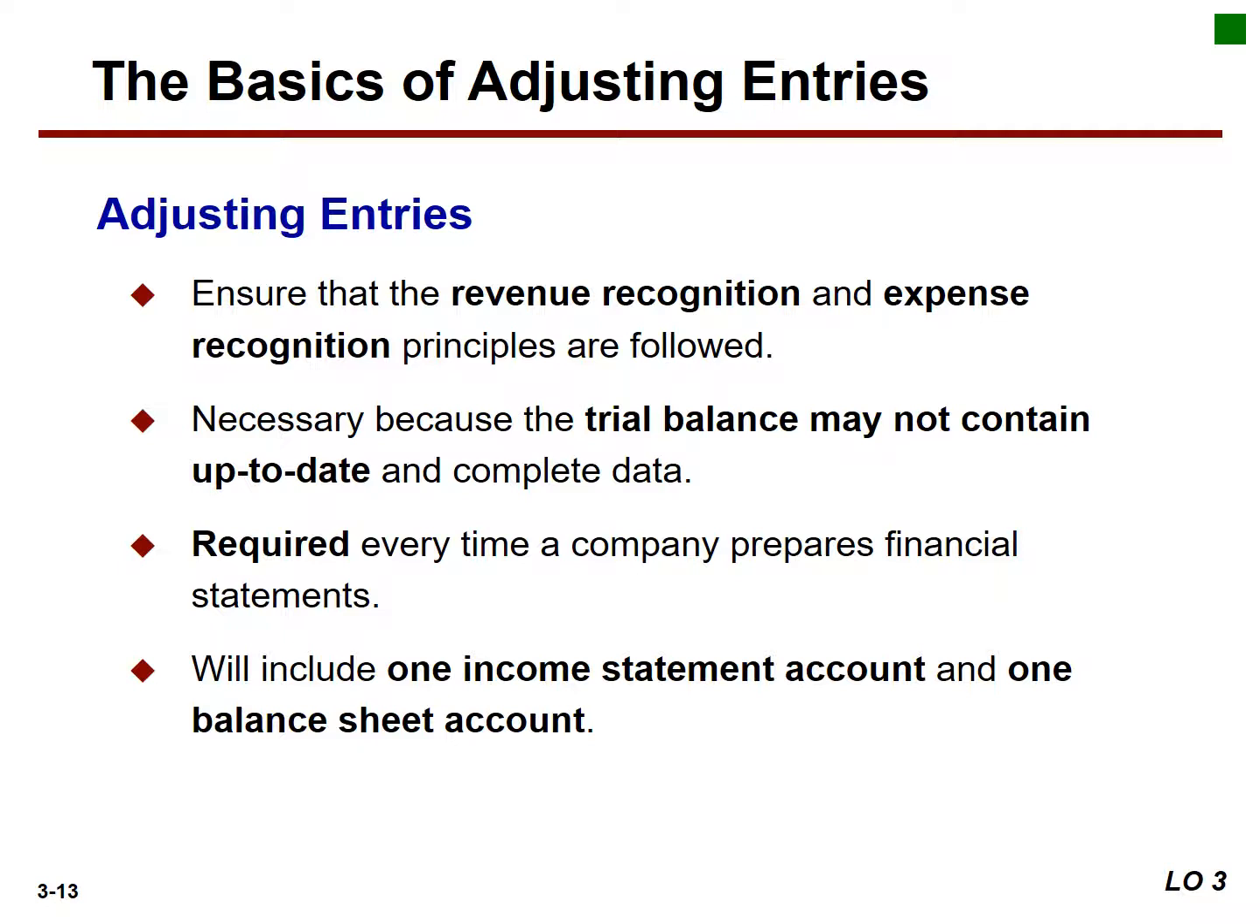Every adjusting entry that we're going to make is going to affect at least one income statement account and one balance sheet account. All right, remember the accounts that are going to appear on our income statement will be our revenue and expense accounts. So every adjusting entry will affect either a revenue or an expense account. And then remember, our balance sheet consists of our assets, liabilities, and our two stockholders' equity accounts, common stock and retained earnings. The balance sheet accounts that are going to be affected with our adjusting entries will either be an asset account or a liability account.